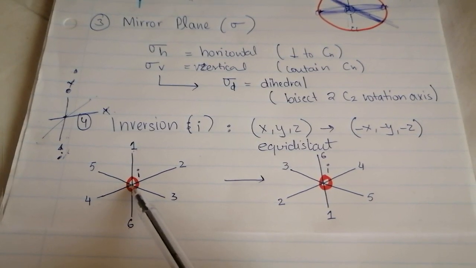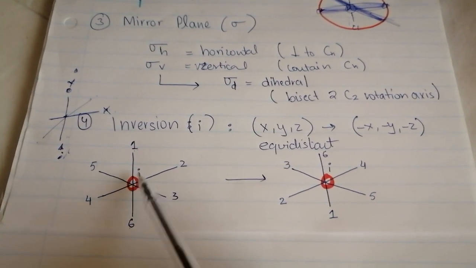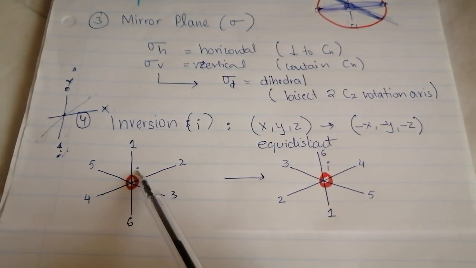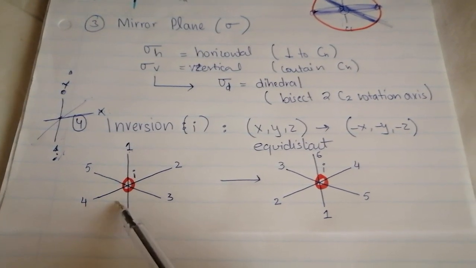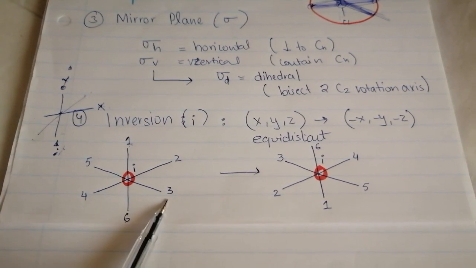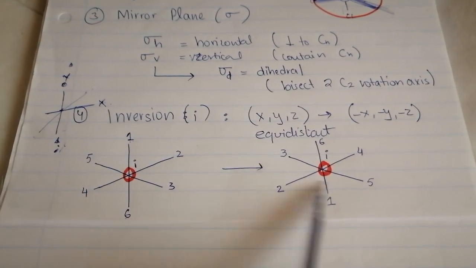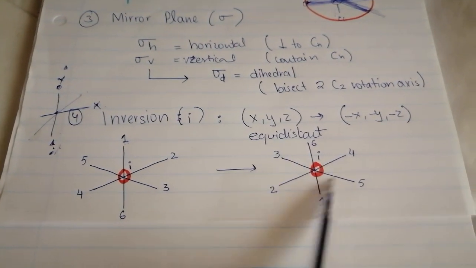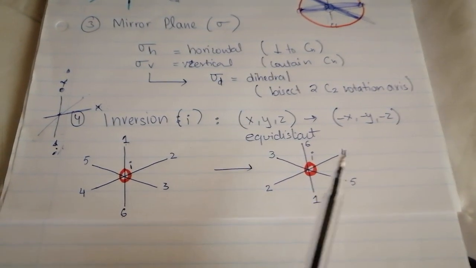Equidistant point is in the center along the x-axis. Equidistant point, inversion is marked as I. Then along the z-axis, 5 will go this side, 3 will go that side. So here is your new figure. This is the inversion that has taken place in this molecule.